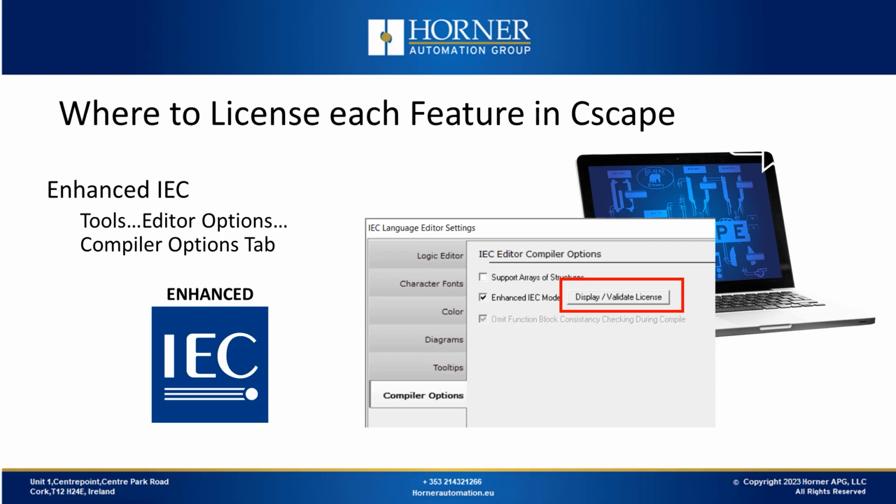From there, select Editor Options. In the dialog box that appears, go to the Compiler Options tab. Here you will find the Display Validate License button.